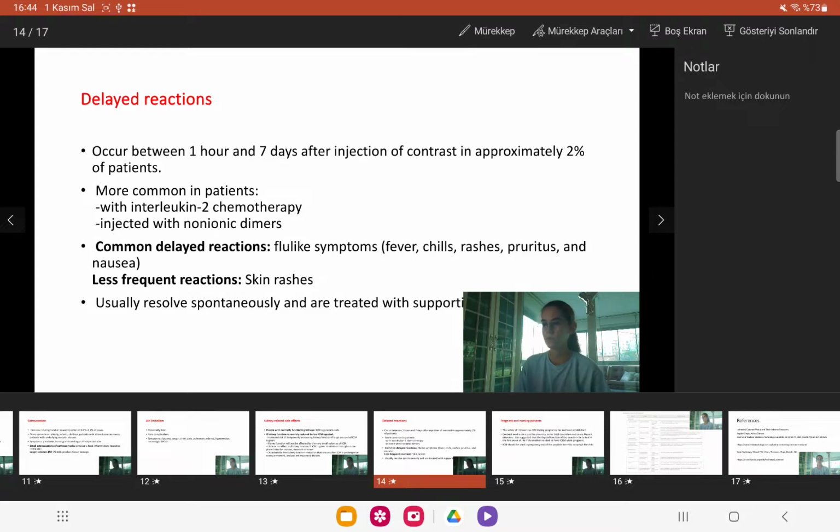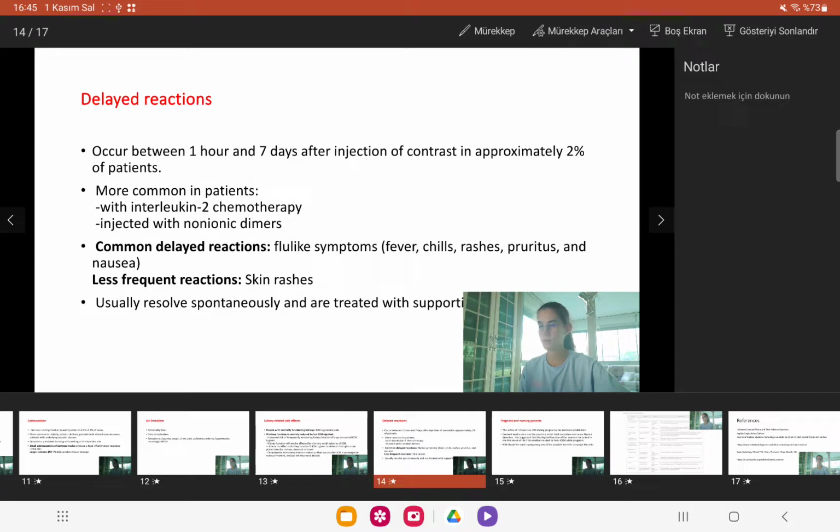In approximately 2% of the patients, between 1 hour and 7 days after the injection, delayed reactions may occur. They are more commonly seen in patients with interleukin-2 chemotherapy and those who were injected with non-ionic dimers. Common delayed reactions are flu-like symptoms such as fever, chills, rashes, and nausea. And less frequent reactions include skin rashes. Delayed reactions also usually resolve spontaneously and are treated with supportive therapy.